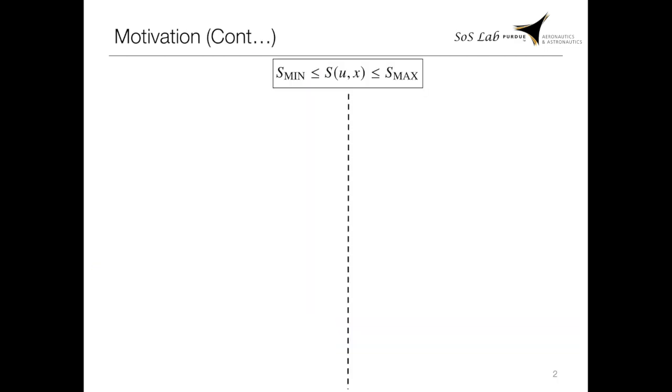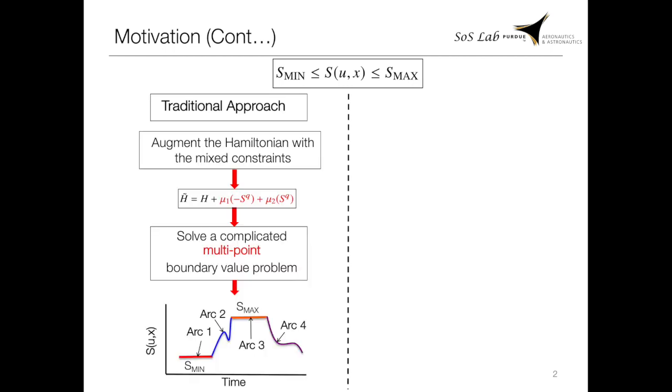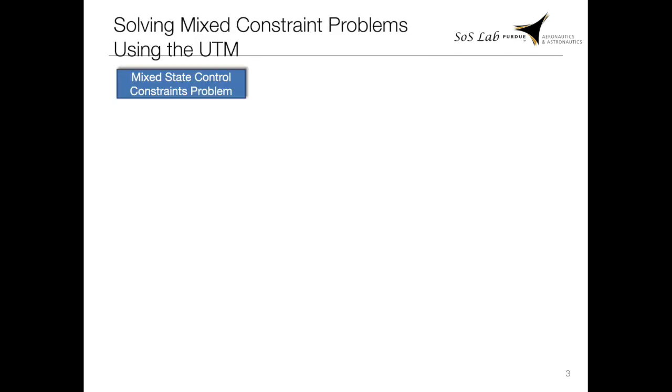While using indirect methods, traditionally one has to formulate and solve complicated multi-point boundary value problems while dealing with mixed constraint problems. The motivation behind using the UTM for such problems is to solve a much simpler 2-point boundary value problem, so that we don't have to deal with multiple arcs, but can just deal with one arc and impose the constraint at any number of places, and we just have to think about the initial point and the final point.